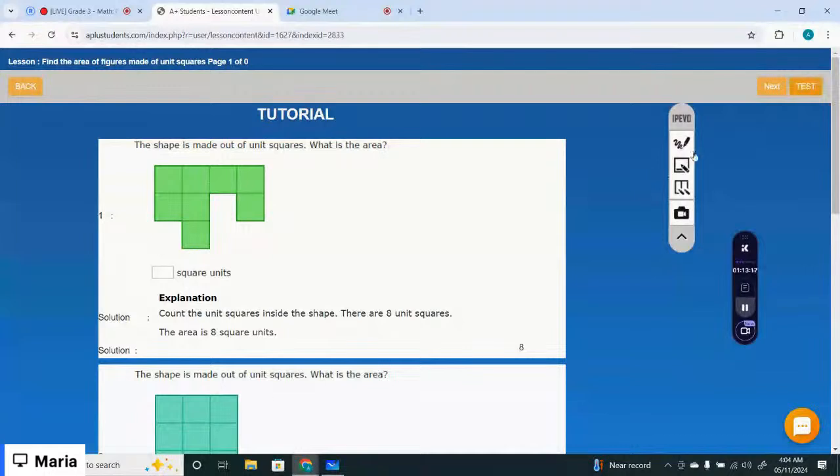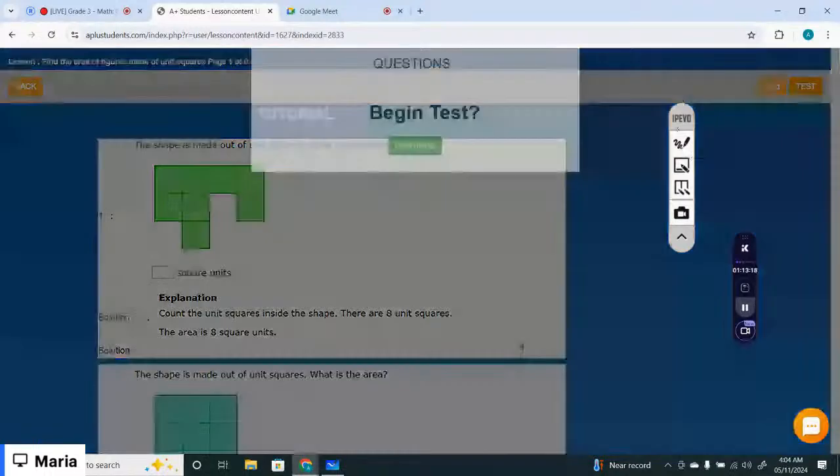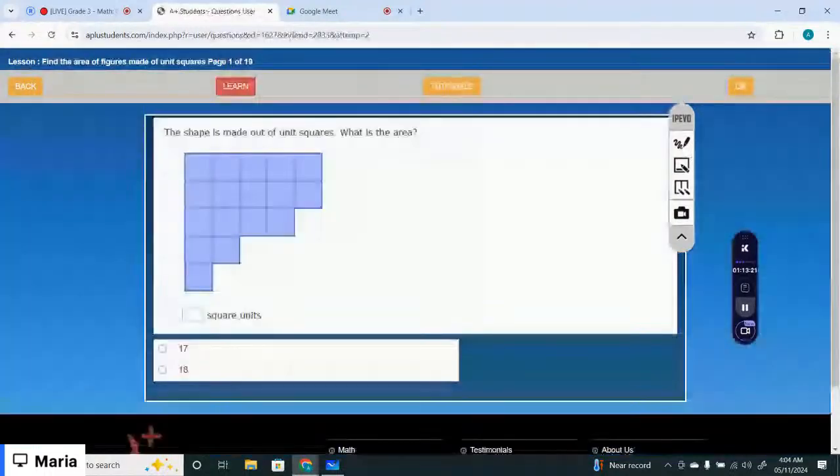Let's just look at the test questions. Let's just start with the test questions. The shape is made out of square units. What is the area? So, which is the correct option?